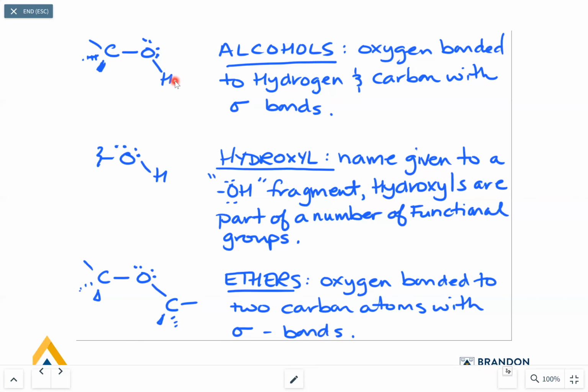So the physical property of an alcohol is different than that of an ether because of this OH bond. And when we talk about intermolecular forces, we can hydrogen bond with this hydroxyl group, whereas in an ether, there's no hydrogen here to hydrogen bond with. So ethers tend to be more volatile than alcohols.